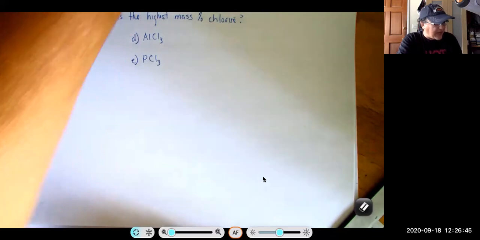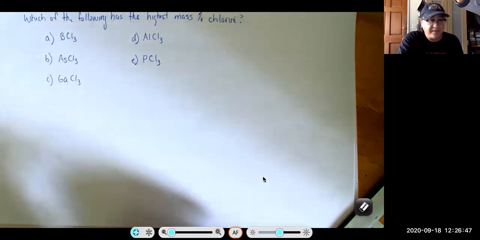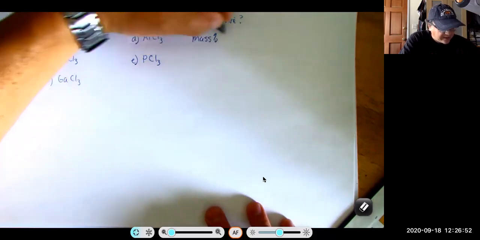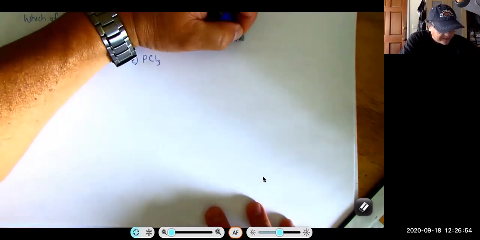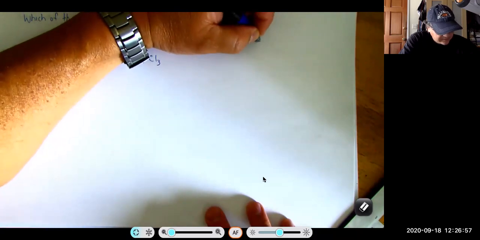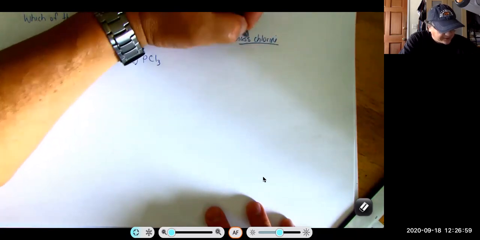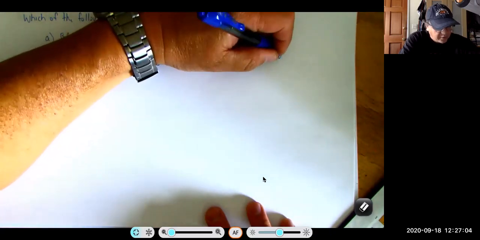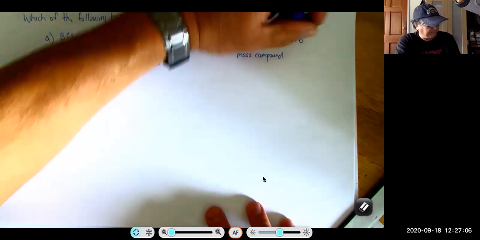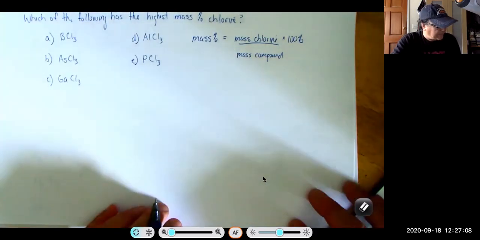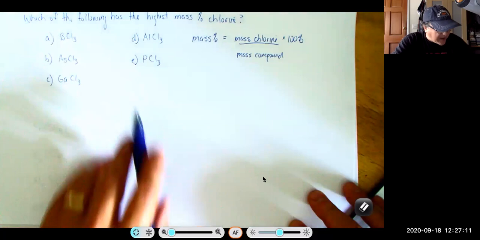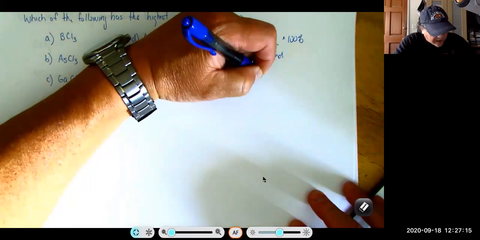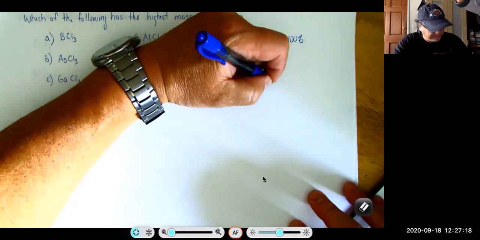Which one of these has the highest mass percent chlorine? Now, mass percent chlorine is calculated by getting the mass of chlorine divided by the mass of the compound, and then you multiply by 100%. Now, in each of these compounds, what's the mass of the chlorine going to be? It's going to be 3 times 35.45 grams.